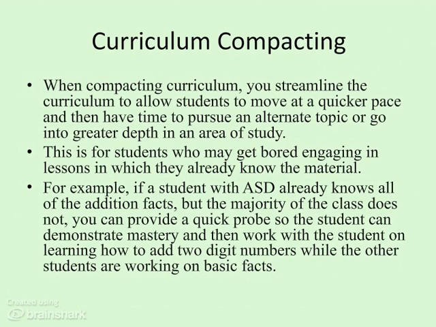I want to point out, though, it's not just for gifted learners that we might use curriculum compacting. There are many students with disabilities that might know a whole lot about one area, and they don't need to have the pacing slowed down for that area. For example, there might be a student with an autism spectrum disorder who already knows all of her addition facts, but the majority of the class doesn't. If this is the case, you can provide a quick probe so the student can demonstrate her mastery and then work with the student on learning how to add two-digit numbers while the other students are working on basic facts.